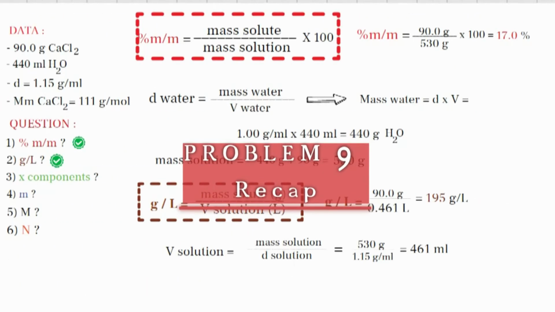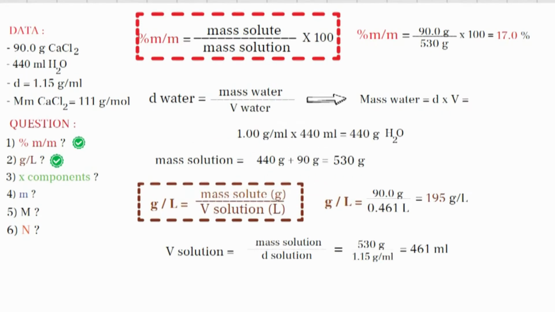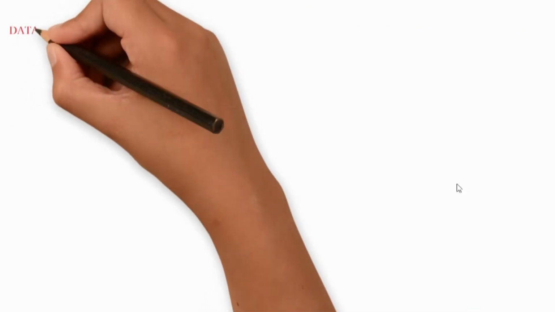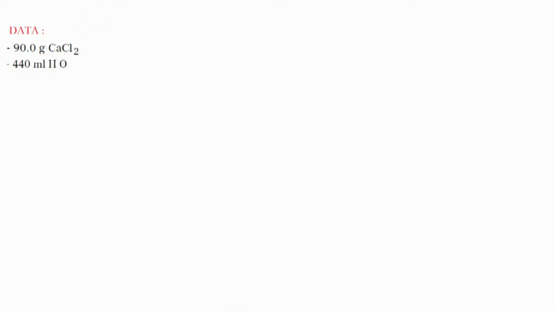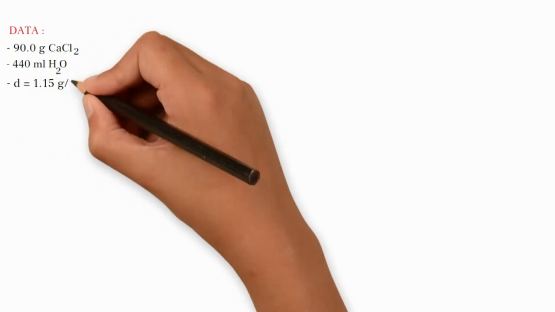Let's start with the last problem, which is slightly longer than the previous one, but it's a recap of everything. So let's see the data. We have a solution which was made by 90 grams of CaCl2 in 440 milliliters of water. The density of this solution is 1.15.